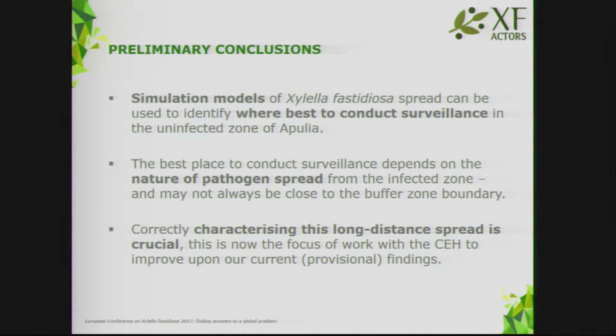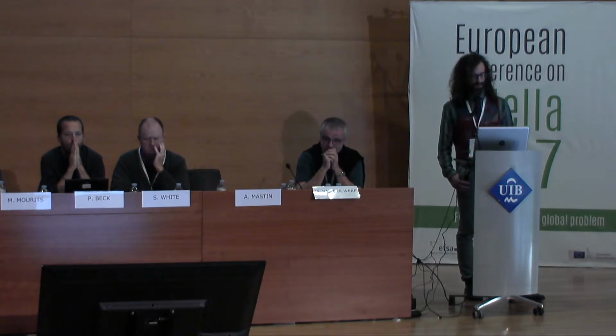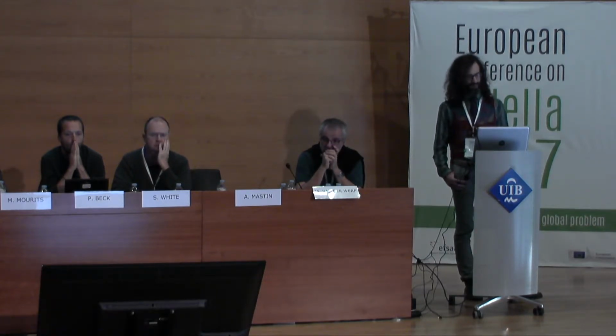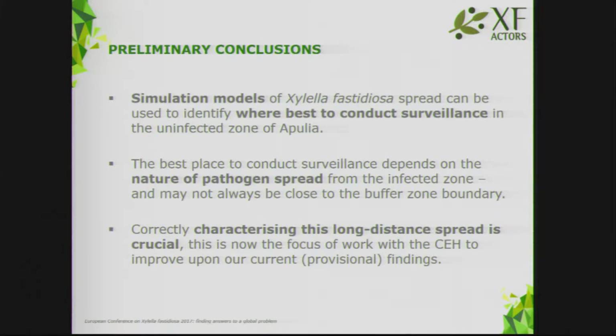So, to summarize, simulation models of Xylella can be used to identify where best to conduct surveillance in the uninfected zone of Apulia. And the best way to conduct surveillance depends on the nature of this pathogen spread from the infected zone. And it may not always be the case that we concentrate our efforts close to that boundary. We need to really work on improving our understanding of those long-range spread patterns. So characterising the long-distance spread is going to be crucial, and this is now the main focus of our work with Stephen and Dan from the CIHEAM to improve on these findings, and so we can better optimise surveillance.